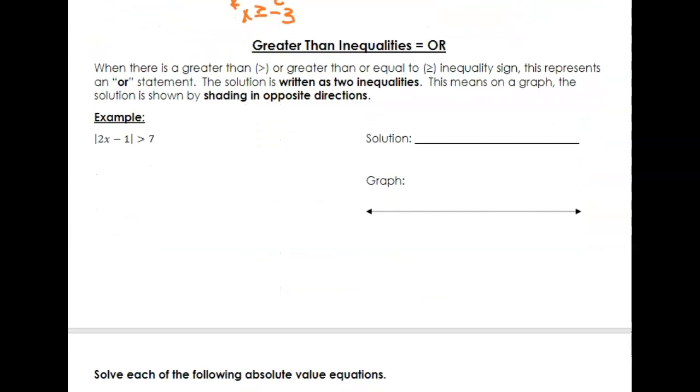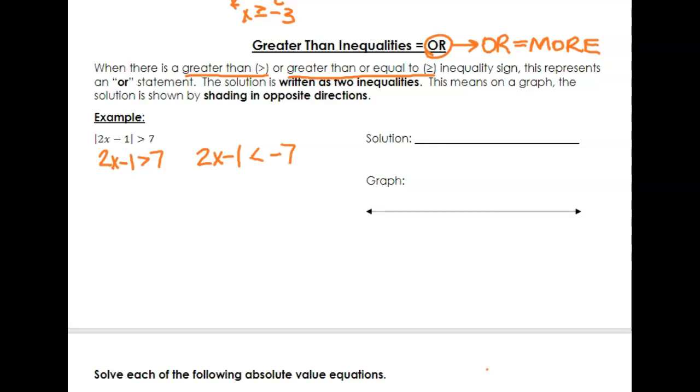The next example is an or example. And the way that you can remember this is that when there is a greater than sign or a greater than or equal to sign, that means you use or. So or equals more. Greater than means more. So if you have the more symbol, you use the or inequality. So we're going to do the same thing with this example. We're going to split. We're going to remember the little trick that if you just go write -7 on the right side, you have to switch your inequality sign.